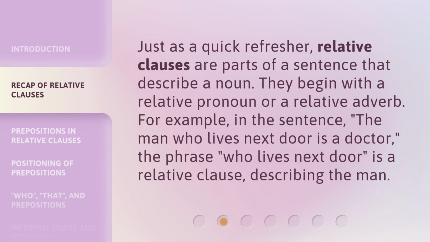Just as a quick refresher, relative clauses are parts of a sentence that describe a noun. They begin with a relative pronoun or a relative adverb. For example, in the sentence, "The man who lives next door is a doctor," the phrase, "who lives next door," is a relative clause, describing the man.